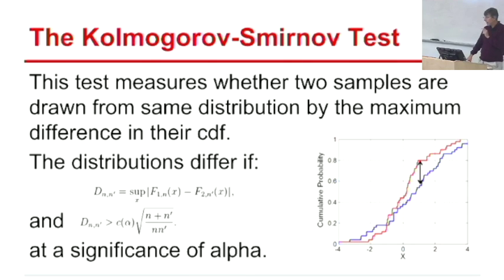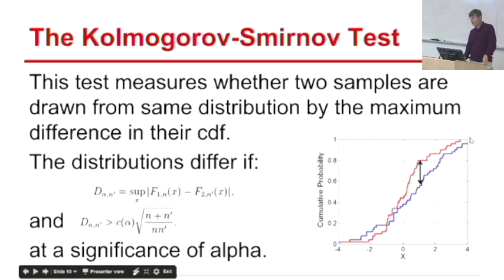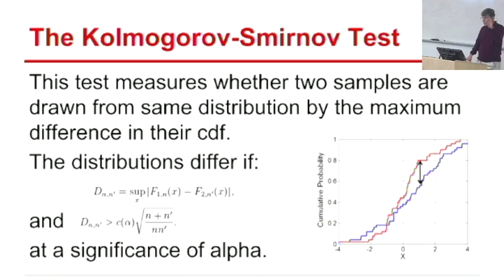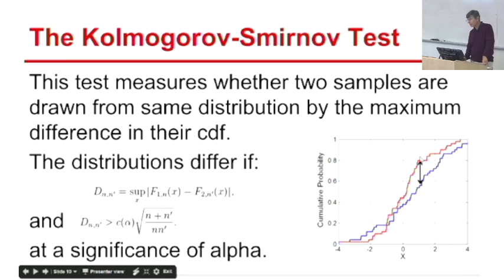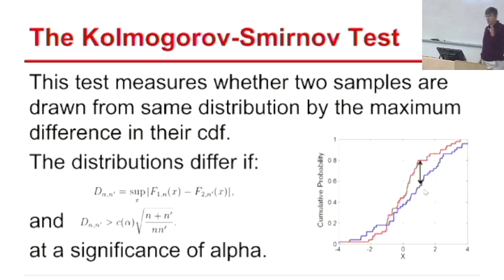Now, the question is, if these two were drawn from the same population, we would expect the curves to look pretty similar. So what we're going to do is find the value of x where the distance between these curves is largest: what is the IQ where the fraction of men less than or equal to it differs most from the fraction of women less than or equal to it? The claim is that the size of that gap has to do with the likelihood that these two are drawn from the same distribution. If they are drawn from the same distribution, we would expect that maximum gap to be relatively small, as opposed to if they were drawn from different distributions.